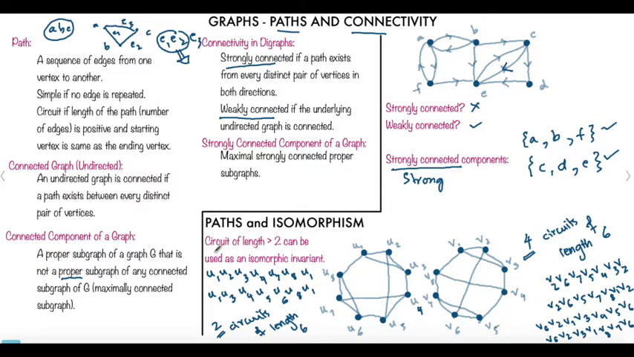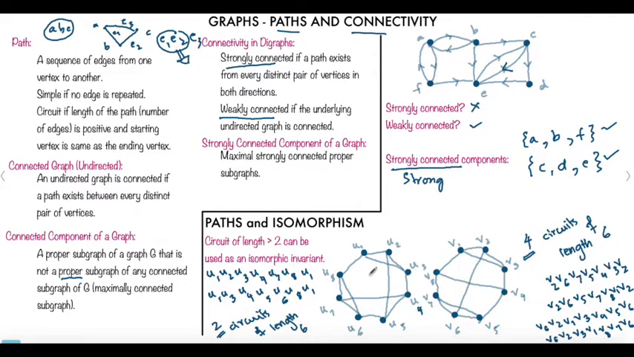So what we say is that a circuit of length greater than 2 can be used as an isomorphic invariant. For example, if we have this graph and this graph, we can see that this graph has 4 circuits of length 6, which are V2, V6, V7, V2, V6, V7, V5, V4, V3, V2. And then V2, V6, V5, V7, V8, V1, V2, and similarly V6, V2, V1, V3, V4, V5, V6, and then V6, V1, V3, V1, V8, V7, V6.